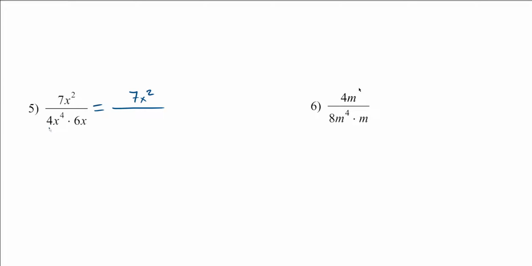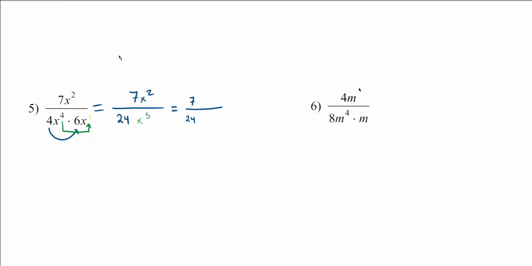Let's do it. 4 times 6 is 24. And then 4 plus, oh, what's that missing number? That's right, it's 4 plus 1 is 5. So I get 24x to the 5th power. All right, it's combined. Now we got to reduce. 7 and 24 don't divide, and they're already in simplest form, so that makes it really easy.